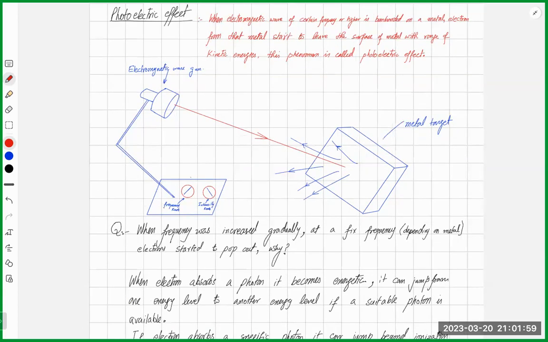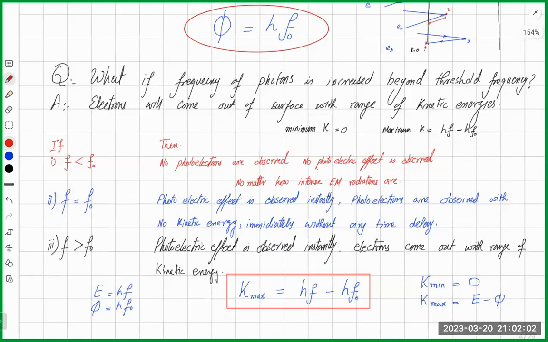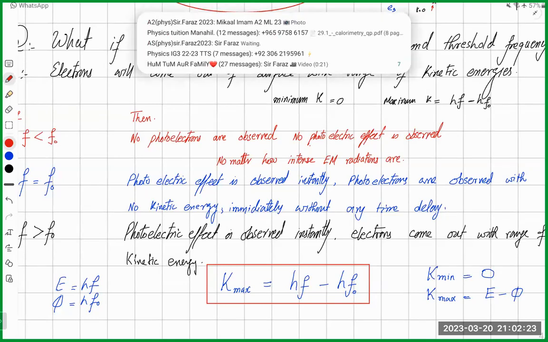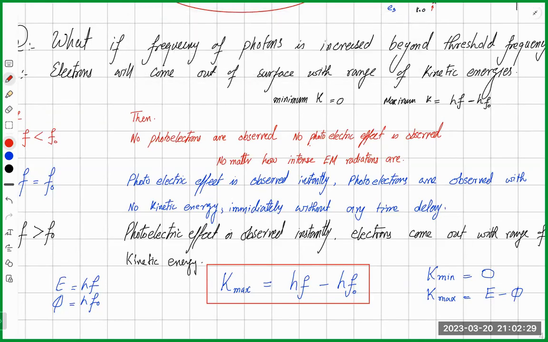Now, how can we find the maximum kinetic energy? Maximum kinetic energy will be the energy that you supply minus the work function. You supply hf, hf naught is the work function. So hf minus hf naught is the surplus energy, and that will be the maximum possible kinetic energy. Any confusion? No, sir.